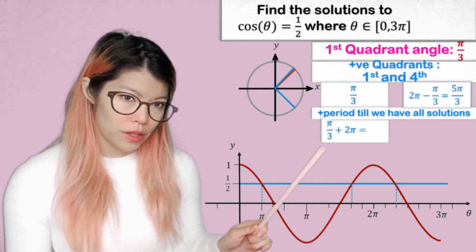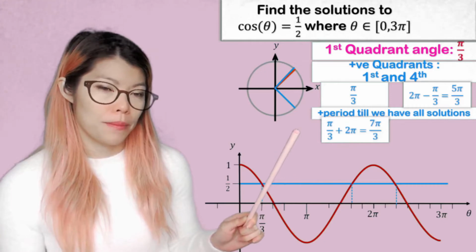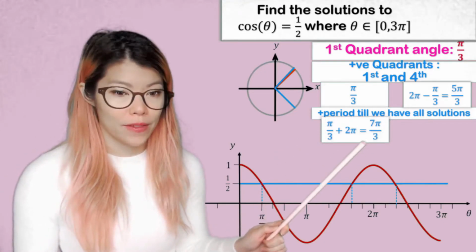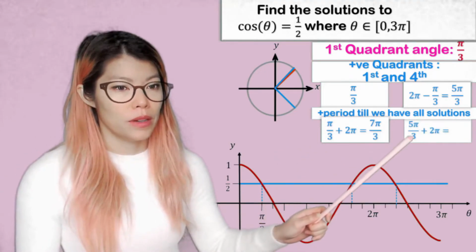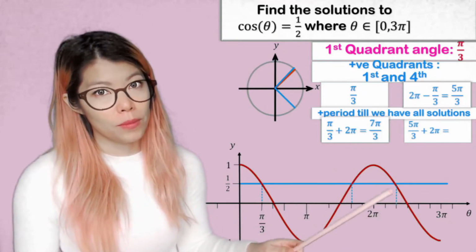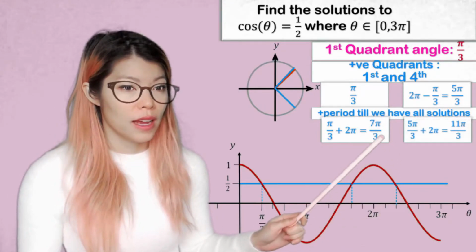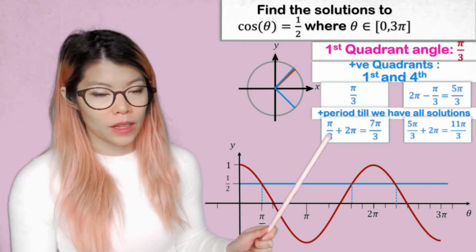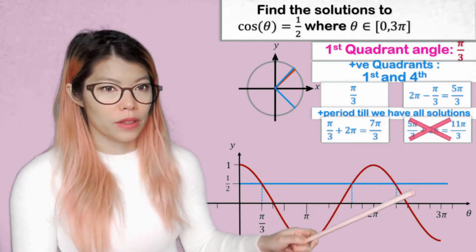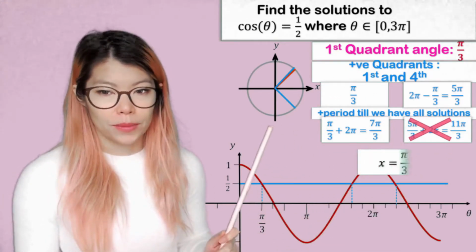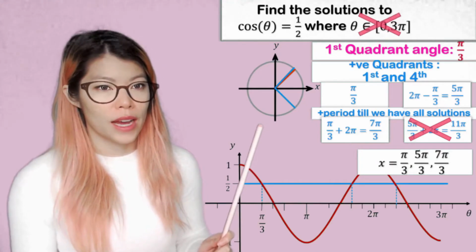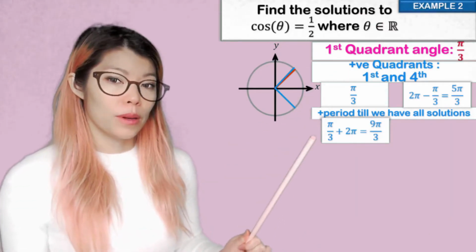So to add a period to that, we obtain pi on 3 plus 2 pi, which is 7 pi on 3. To add a period to that, we have 5 pi on 3 plus 2 pi, which is 11 pi on 3. Previously we didn't count that because it wasn't part of our domain, but today we're going to look at what happens if we change the domain to everything.